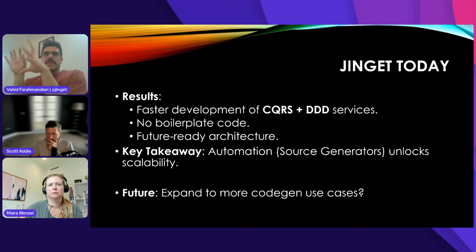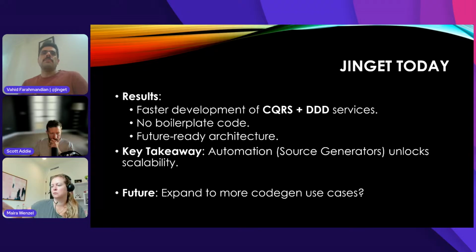The source generators and Jinget together provide us fast development with CQRS plus domain-driven design, architectural style, and architectural services. Nowadays, we do not have any boilerplate code, and we have a future-ready architecture in the whole application. The key takeaway that Jinget gives us today is automation and unlocked scalability, and that's very great for large teams developing ERP systems that need to ensure the architecture throughout the whole application's source code. These are very great benefits that Jinget can give us.